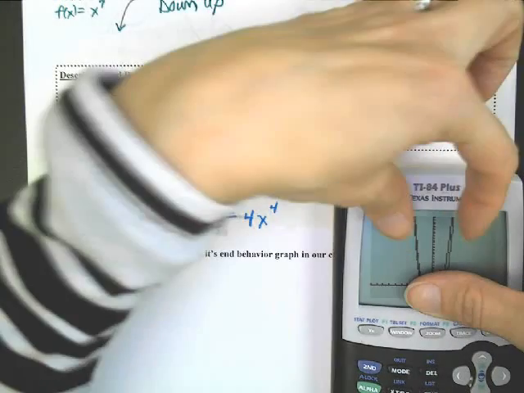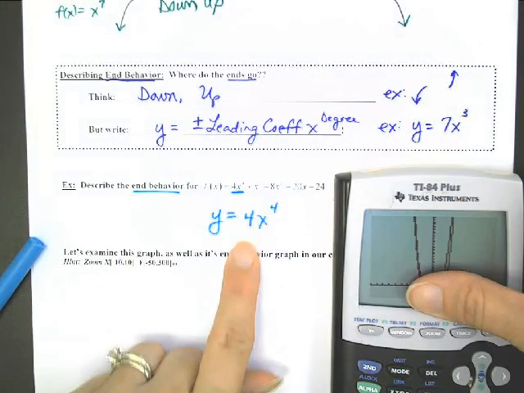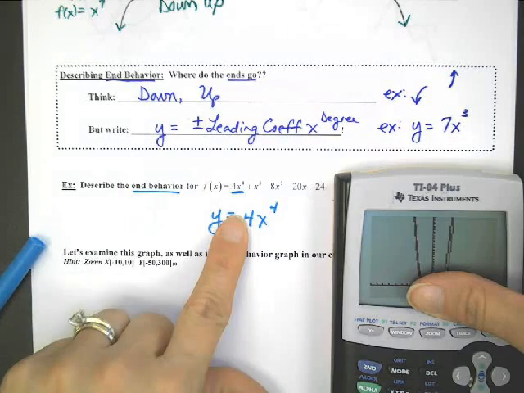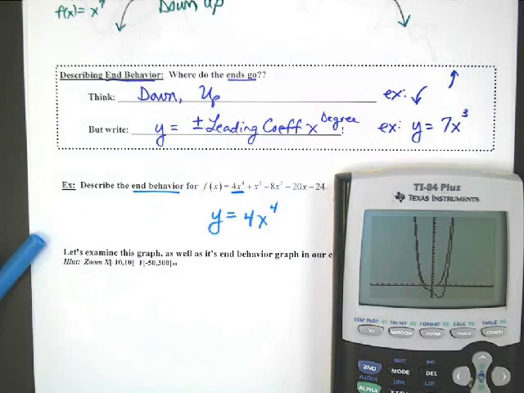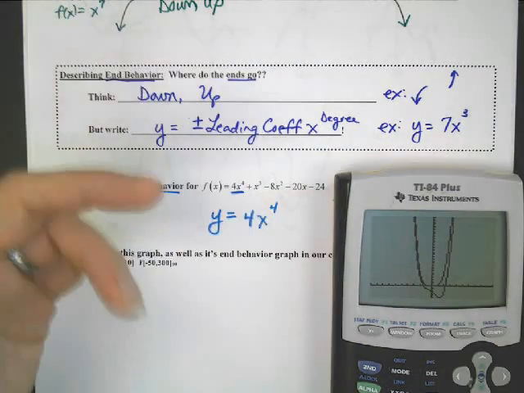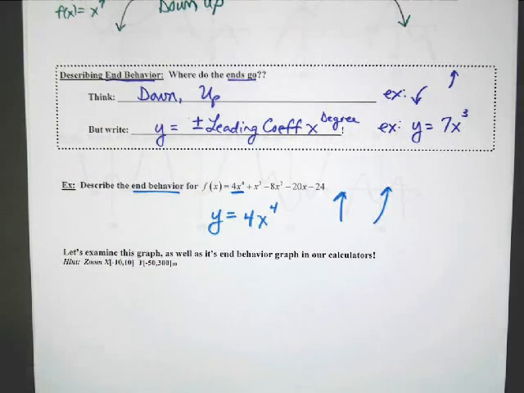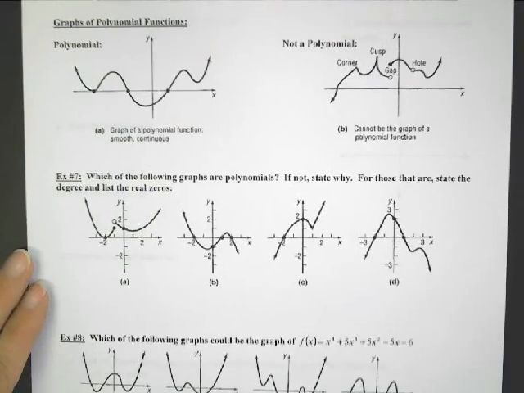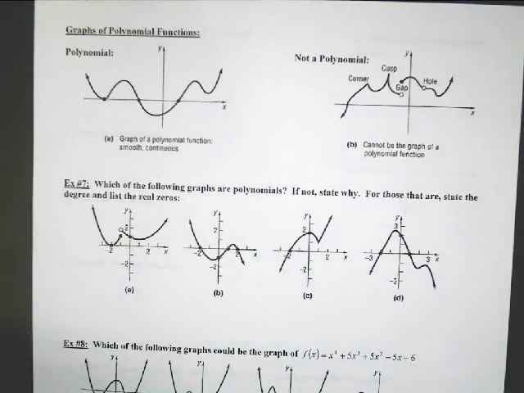Now, it doesn't have all the fancy stuff here, but when you're describing end behavior, you just have to say the number, plus or minus, and the highest power. And that tells you how the ends go. Okay? But what you need to think is up, up. So when you go to draw this, you'll know how to draw it. Okay, graphs of polynomial functions.